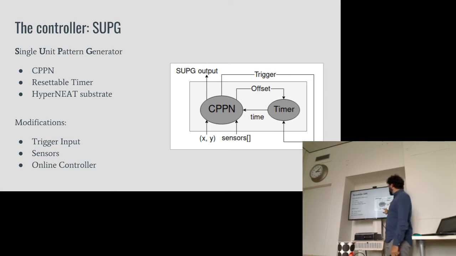The other modification is that we added sensors because we needed the robot to know where the target was. And we made everything online, in the sense that everything is running on the robot on its own, so there's no mastermind controlling the robot. The robot can run without any network connection, just on the Raspberry Pi computer inside.